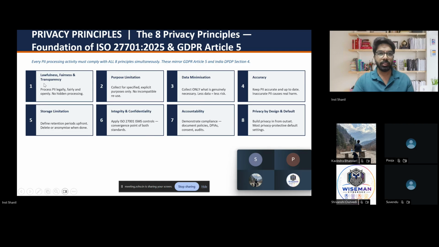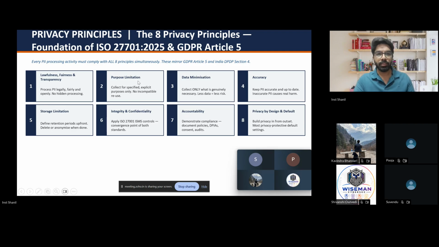So the first privacy principle is lawfulness, fairness, and transparency. Every company should process PII legally, fairly, and openly. There shouldn't be any hidden processing. So whenever you open any website on the internet, if you scroll down to the bottom of it, you will see a privacy policy. Every company needs to define a privacy policy on their website. If you click on the privacy policy, you will see their entire policy. It will have how your data, private data, will be used and processed. All the clauses would be mentioned over there. So this is what the first principle talks about, that every company should legally process the PII.